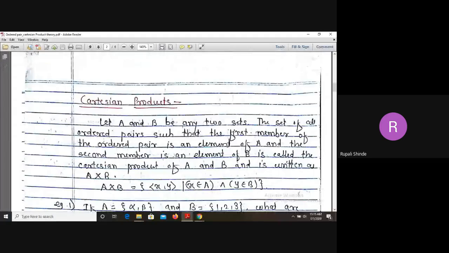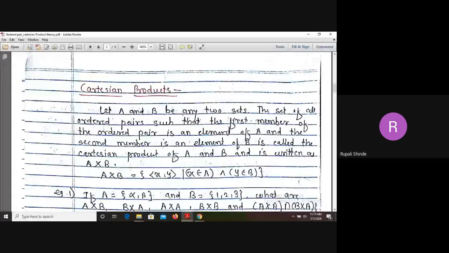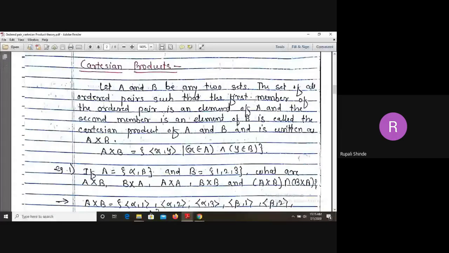Now, the next concept we have to see is Cartesian product. Okay. So here a definition is given. Let A and B be any two sets. The set of all ordered pairs such that the first member of the ordered pair is an element of A and the second member is an element of B is called the Cartesian product of A and B, and it is written as A × B. Okay.